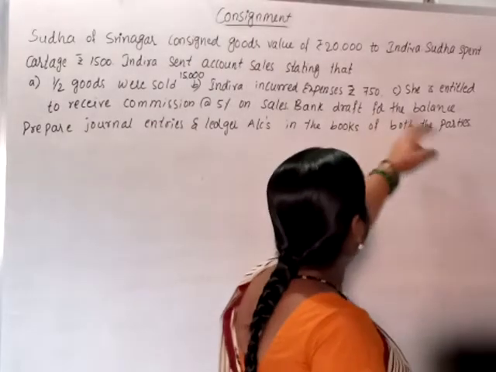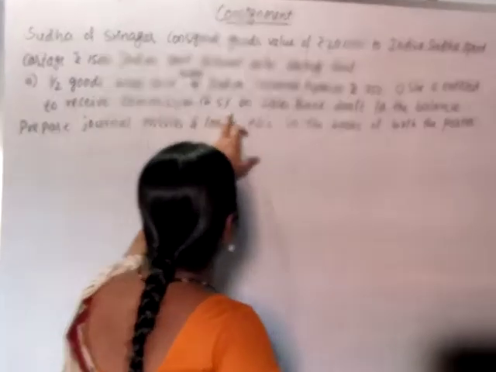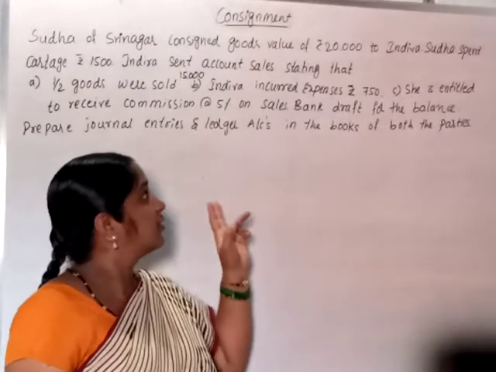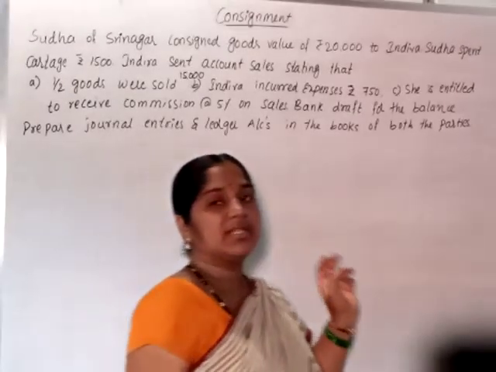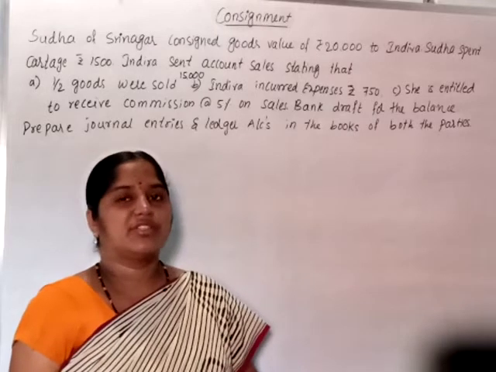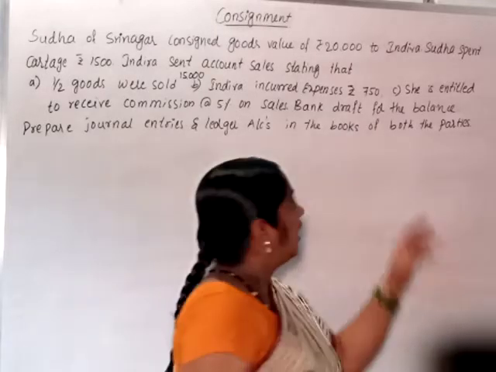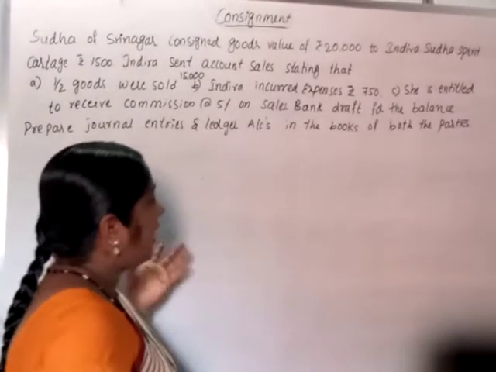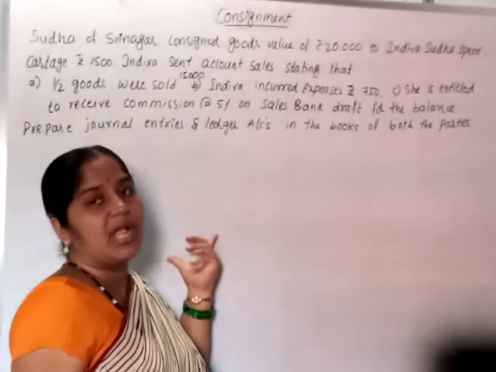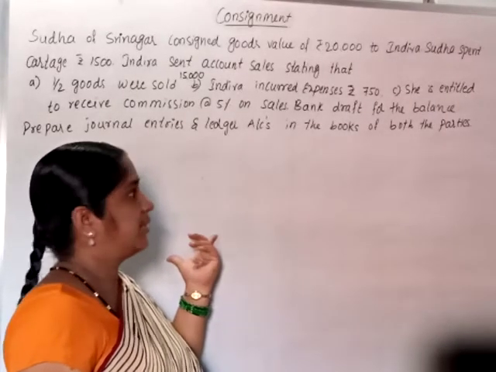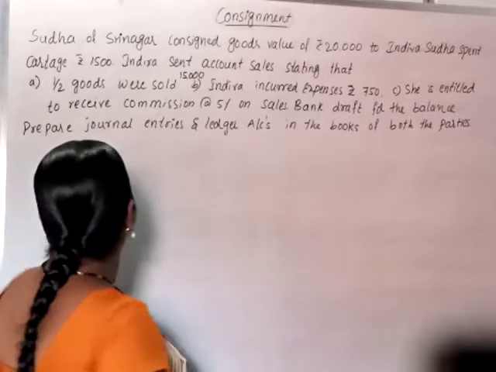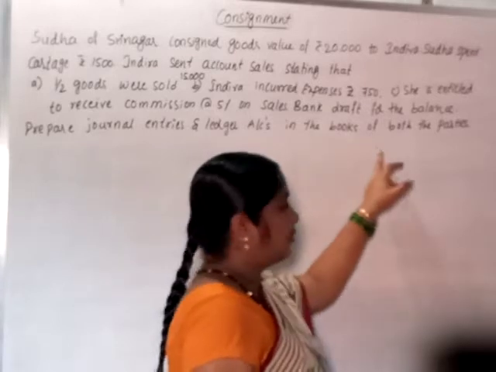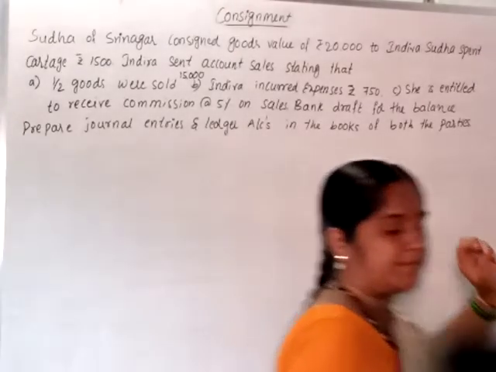Next. She is entitled to receive commission at 5% on the sales. Remember, commission you always have to calculate on the sales only. Next, bank draft for the balance. Whatever balance amount is there, the consignee is sending it by bank draft. So next, he is asking you to prepare the journal entries and ledger accounts in the books of both the parties.